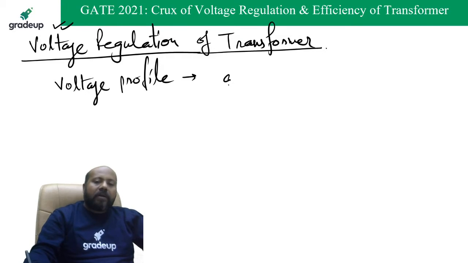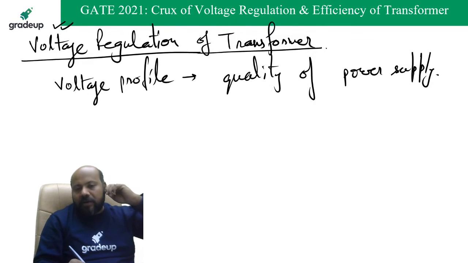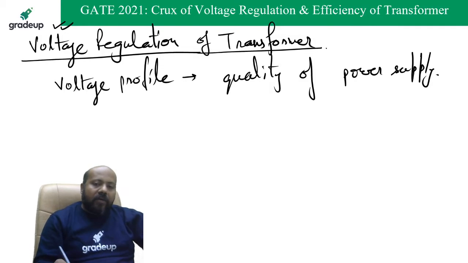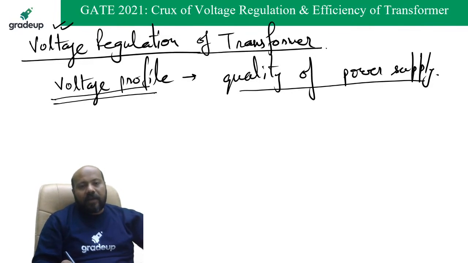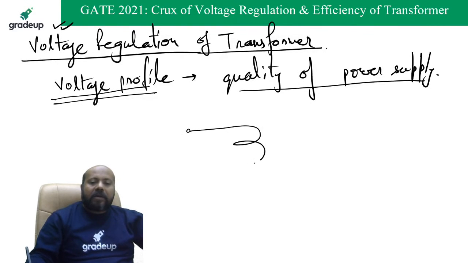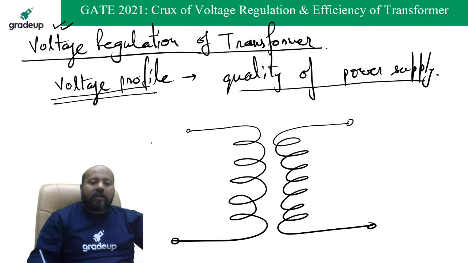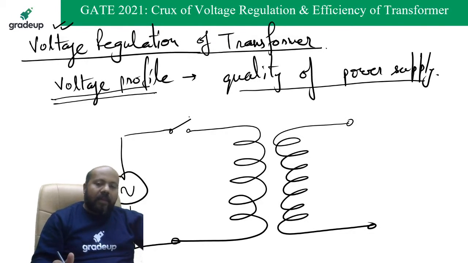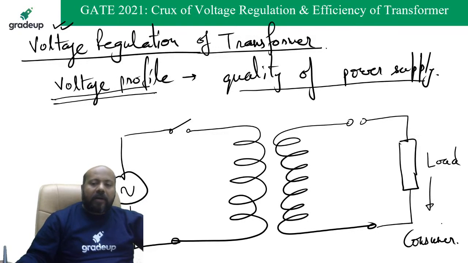At the consumer level, the voltage profile defines the quality of power supply. If you are getting a low voltage in your house, definitely you will call the utility to ask why you are getting a low voltage. So voltage profile is a very important parameter to define the quality of power supply you are getting in your homes. Suppose you have a transformer like this. On the primary side of the transformer, you connect the voltage source or the generator, and on the secondary side you connect the load. The consumer is sitting at the load end.